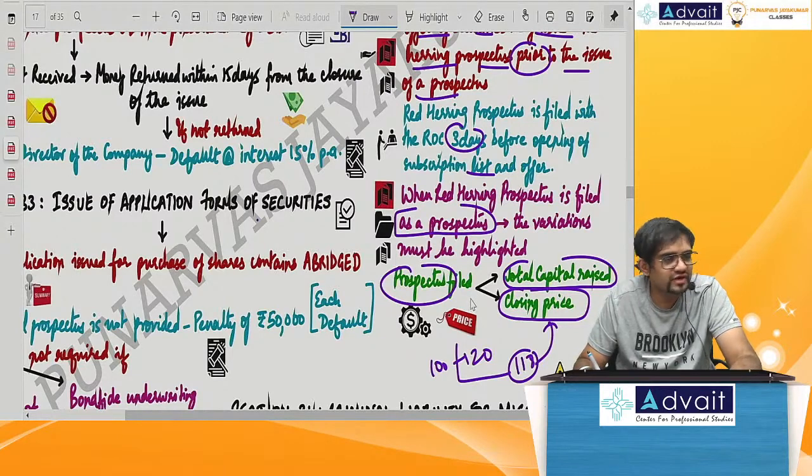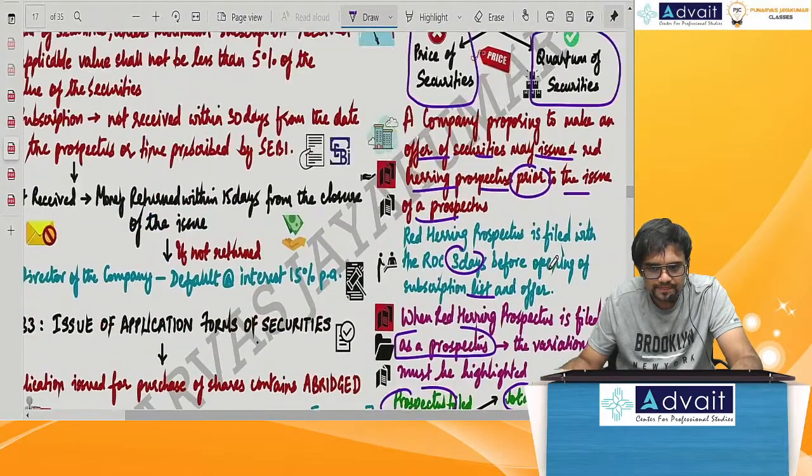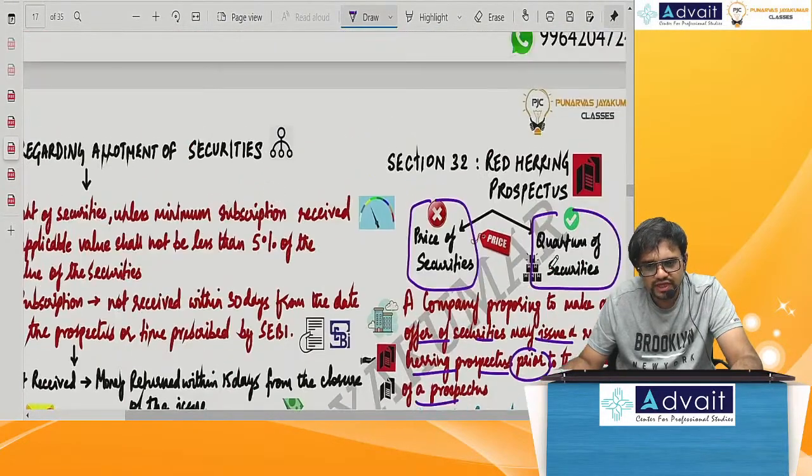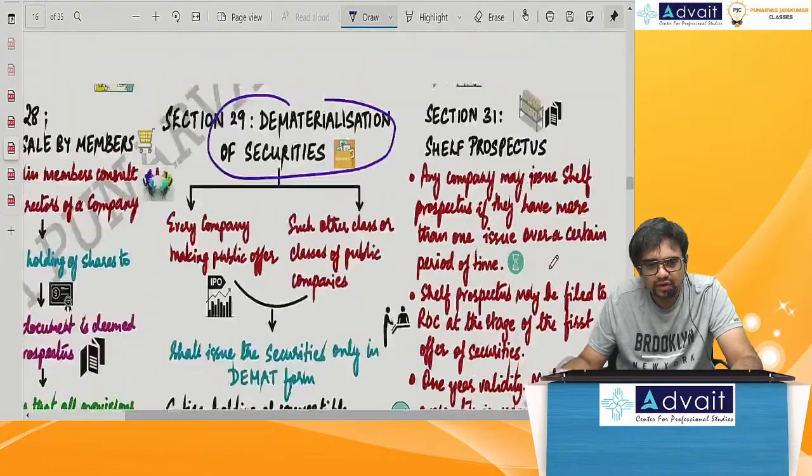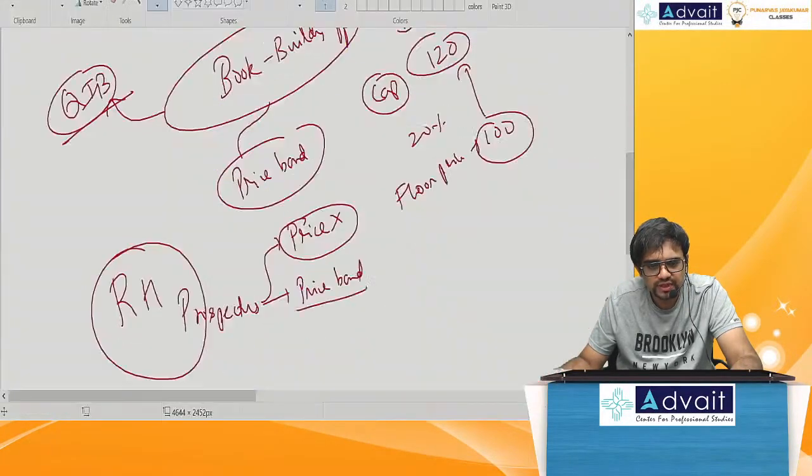Red herring prospectus is different from normal prospectus. That is what they say. Very, very simple. So the price of the securities and the quantum of securities are the two things that we need to keep in mind. On the other hand, what do you mean by shelf prospectus?